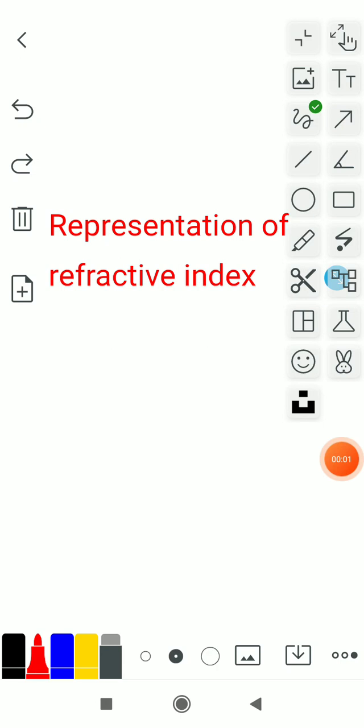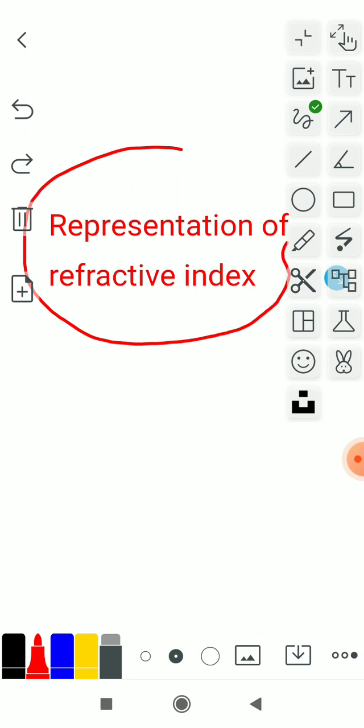Hello students, this is our refraction part 3 video, in continuation of the previous part 1 and part 2 videos. In the first part we discussed the introductory portion of refraction. In the second part we covered the laws of refraction. Now in this part we are going to cover the representation of refractive index.